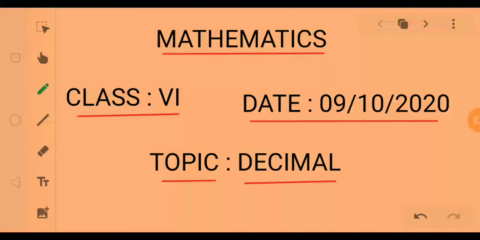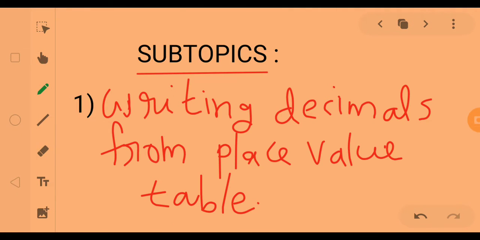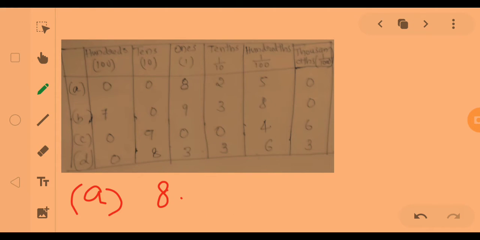In today's module, we are going to discuss writing decimals from a place value table. Let's get started. Here we have been given a place value table with some numbers, and let us try to write them in decimal form.